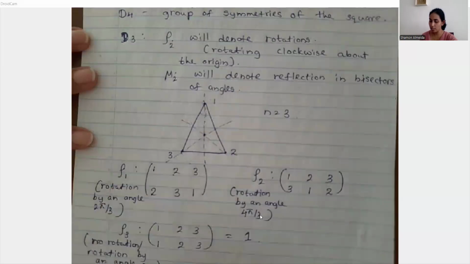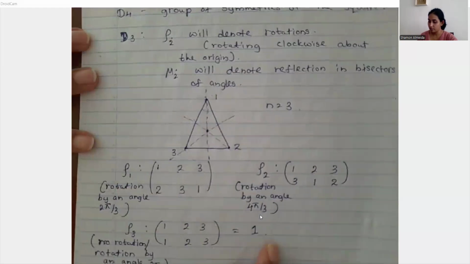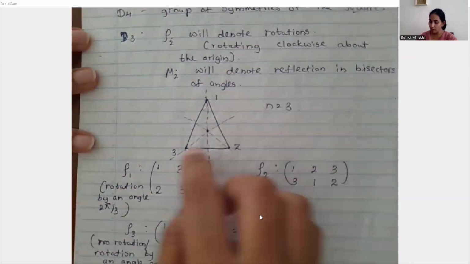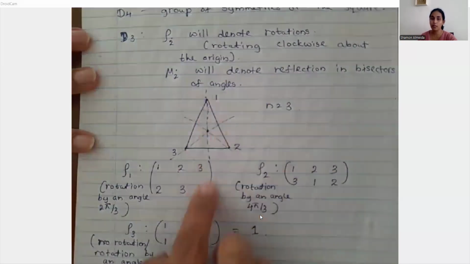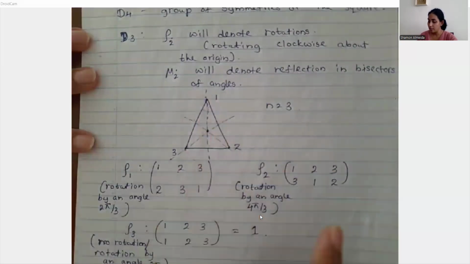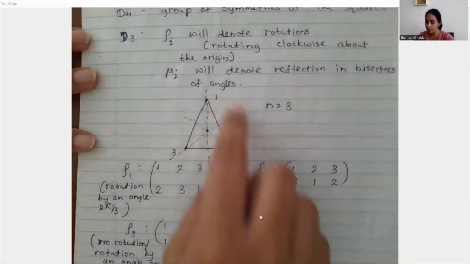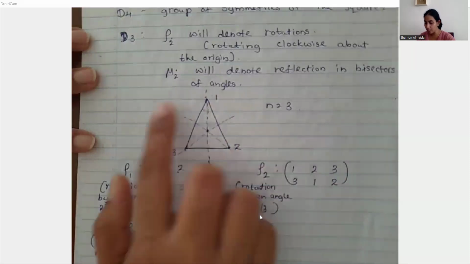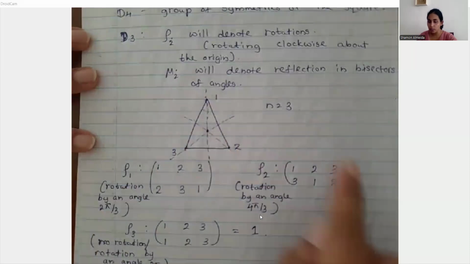Then we calculated rho 1, which is the first rotation that you see, by an angle of 2 pi over 3 about the origin. In that case, we will be sending 1 to 2. When we do that, 2 goes to 3 and 3 will be going to 1. So this will denote that permutation, right? Then the second one, a rotation by an angle of 4 pi over 3, 2 times this angle. Once you start rotating, 1 will not stop at 2, it will simply go to 3. In that case, 2 will be going to 1, 3 will be going to 2. So this is the other rotation.